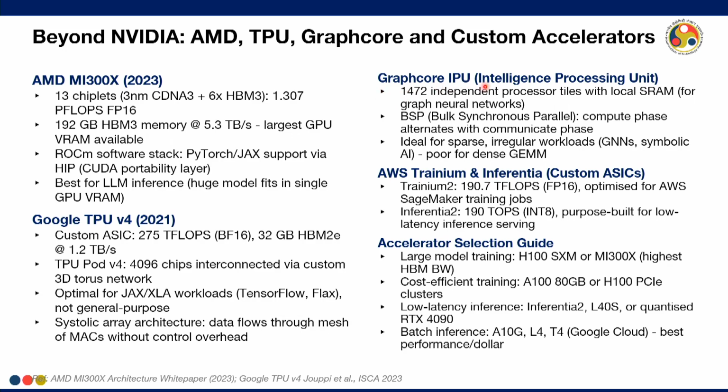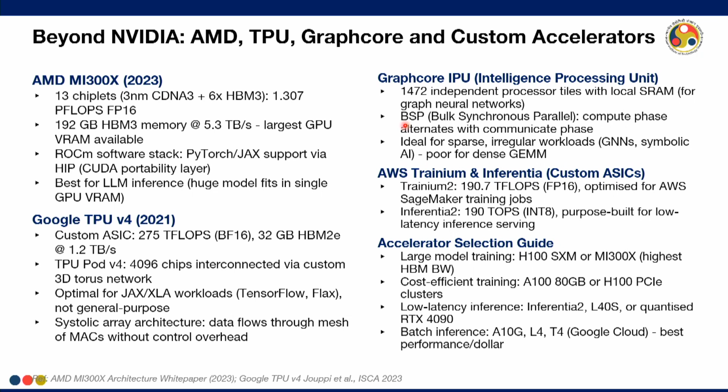You have Graphcore also, the Graphcore IPU, which is highly customized for graph neural networks, which are highly sophisticated because these are neural networks with lots of sparse computation. Graphcore is very good for those sparse computations, ideal for sparse and irregular workloads like GNNs and symbolic AI, but it is very poor for matrix multiplication scenarios, such as the transformer models or LLMs that you want to run. It is highly specialized for graph neural networks only.